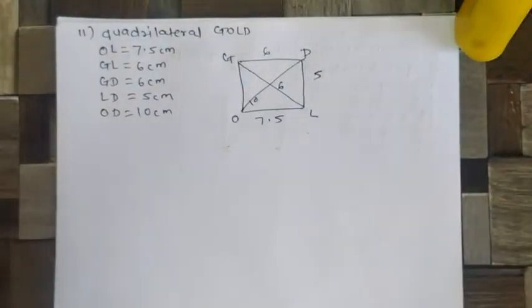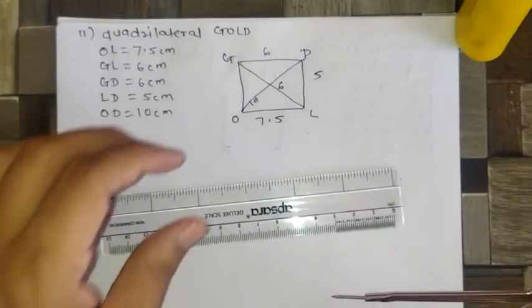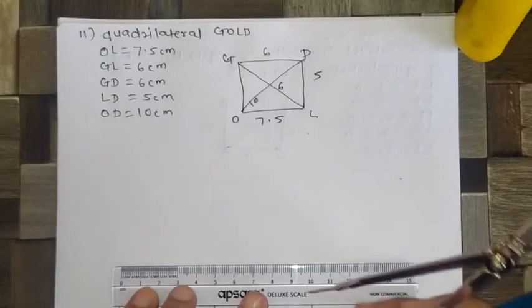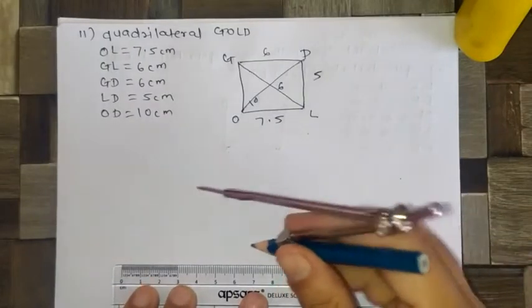Now we are going into the fair diagram. So first you have to draw OL. OL I am taking, which measurement is 7.5.